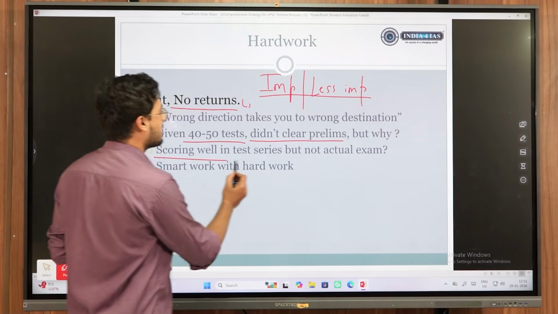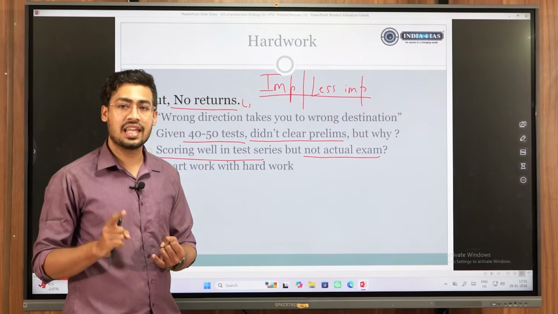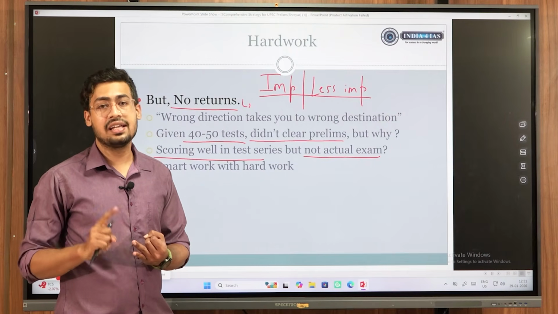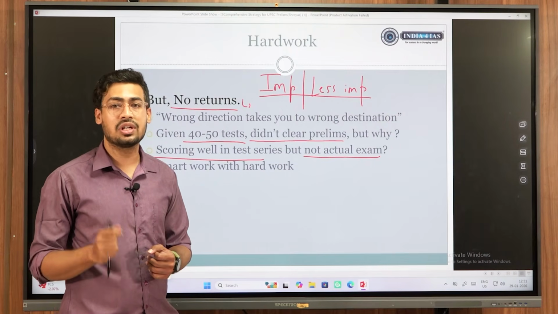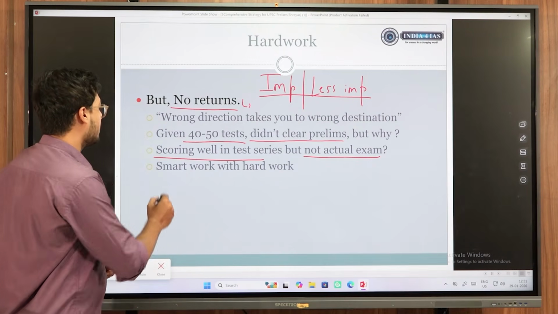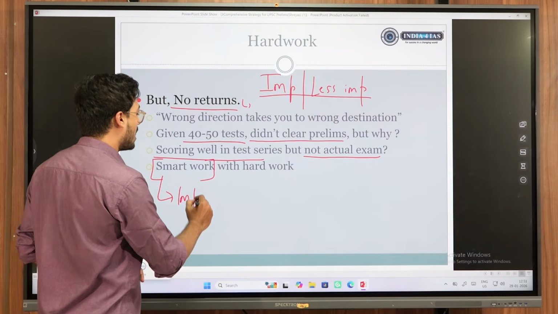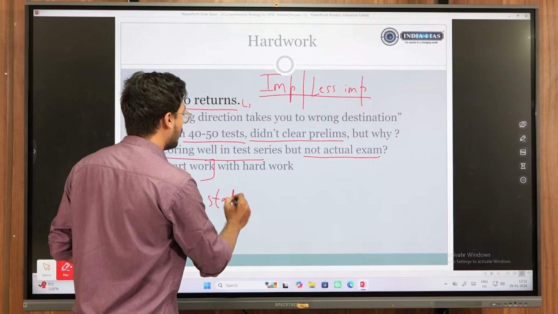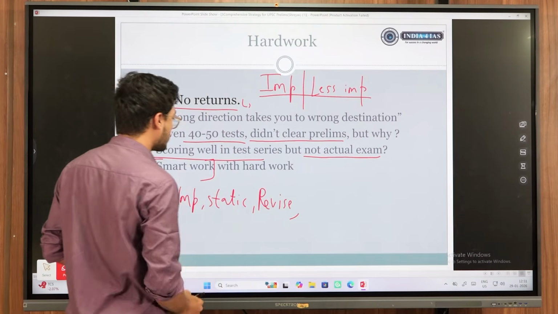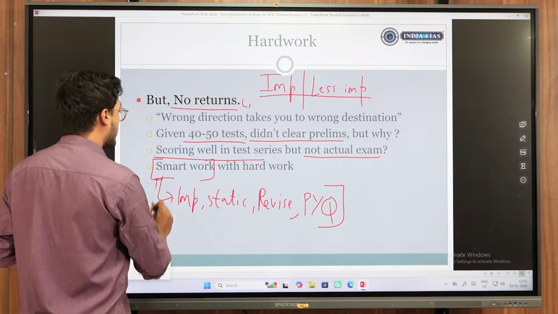Like I said, scoring well in the test series but not in the actual exam. So, despite putting in effort, if you are not studying the important part of the syllabus, if you are not focusing well on the static, and if you are not focusing on the PYQs, then there is a good chance that you may not clear prelims. So, this is what hard work means. Smart work would mean that we are focusing on the important part, we are focusing on the static part, we are revising more rather than just studying on, and also we are focusing on the UPSC PYQs. This is what smart work means.